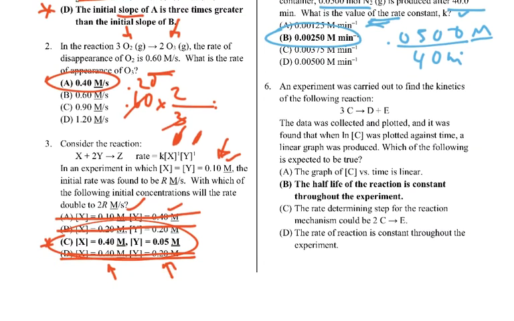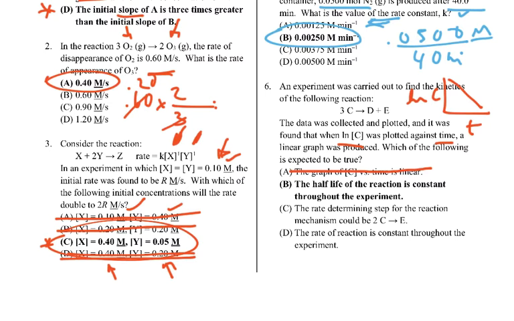Okay, number 6. An experiment was carried out to find the kinetics of the following reaction. The data was collected and plotted, and it was found that the natural log of C versus time is a linear graph. Well, there's a big clue. If we're getting natural log of C versus time, then we know that if that's linear, this must be a first-order reaction. So what can we say? Which of the following is true? The graph of concentration of C versus time is linear. No, that would be true if it was zero order, but we know it's first order.